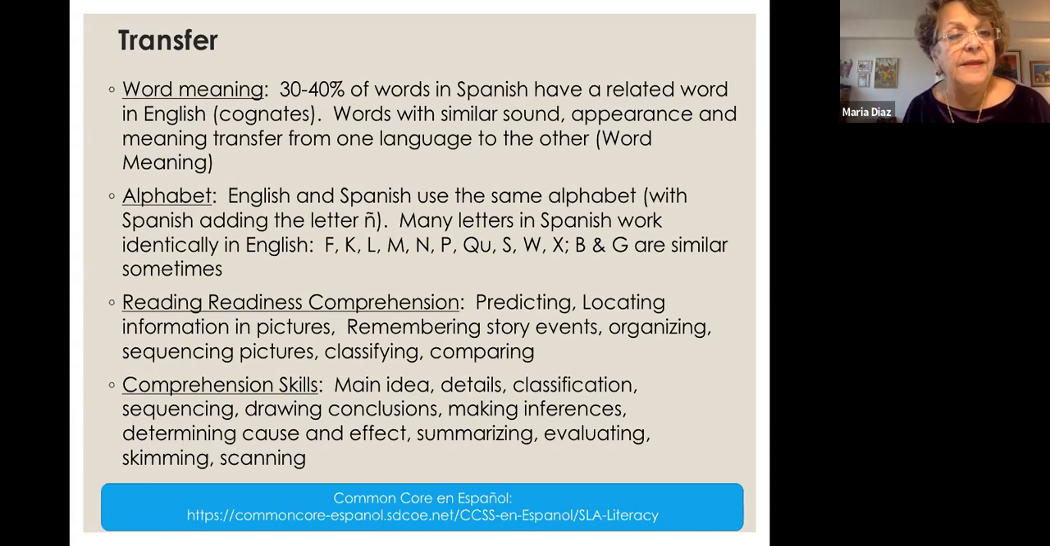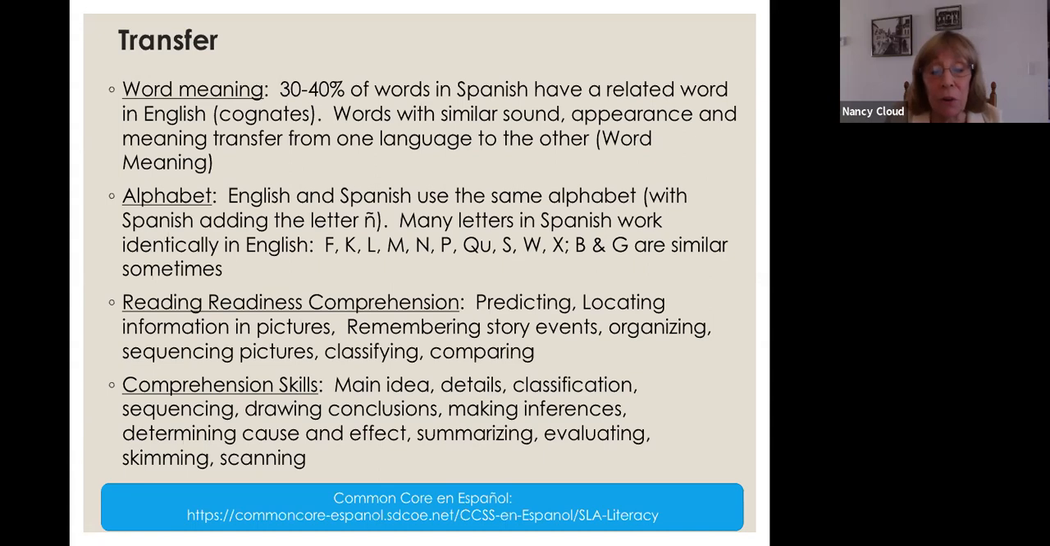The alphabet in Spanish and English is a Roman alphabet. So the same way you represent an A in Spanish orthography, it's the same way that you will represent the letter in English. So it's the same alphabet and just makes it easier to transfer. Reading comprehension and readiness, those skills about predicting and locating information in pictures, story events, organizing, main ideas, classifying, all of those wonderful activities that you learn in your L1, guess what? You're going to be predicting and locating information and main idea in English or in the other language.